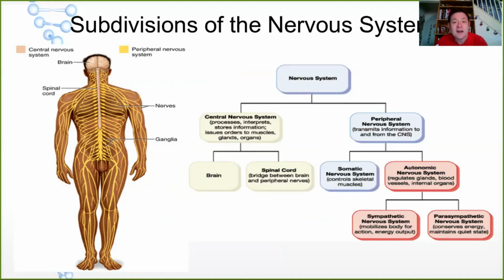So once again, nervous system divided into two, the central nervous system and the peripheral. Central nervous system is the brain and the spine. Peripheral is divided in two, the somatic, which is under conscious control, the autonomic, which is automatic, subconscious. The autonomic is divided into sympathetic, which stimulates things, and parasympathetic, which inhibits them.